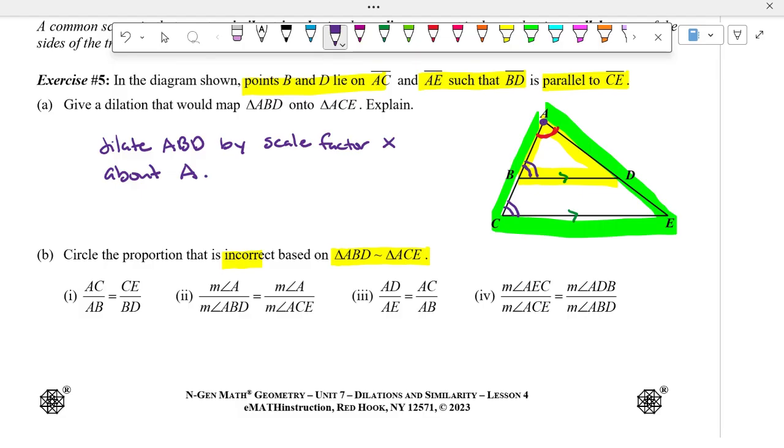What's true about these two lines? They're parallel. Could I not say if I extended these lines that this side could be a transversal? Yeah. So what's the relationship between these two angles?